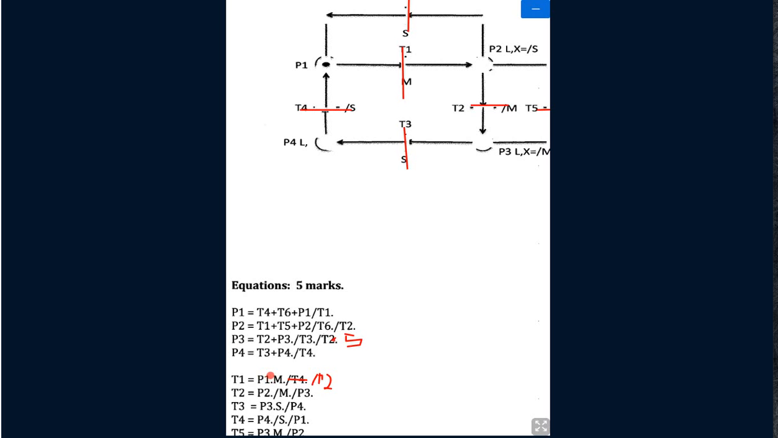Then T2 is actually, yeah, do you guys follow? P1M bar P2 or T1.